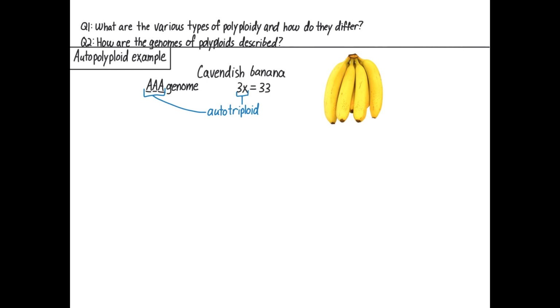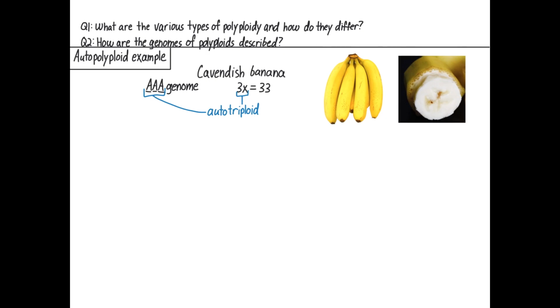One nice thing about this variety is that it doesn't have any seeds. If you slice it open, you'll only see a few aborted embryos, and the fruit is large as well. We'll get to why triploid bananas have large fruit and no seeds in the next few videos. So, if you've eaten a banana, chances are you've eaten a triploid.